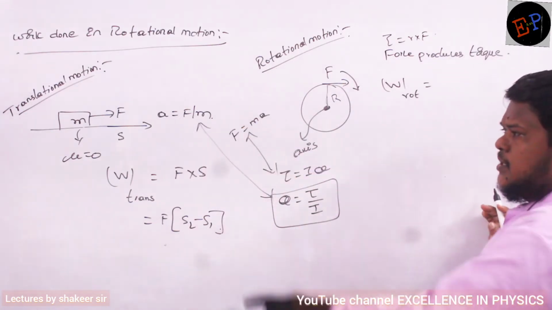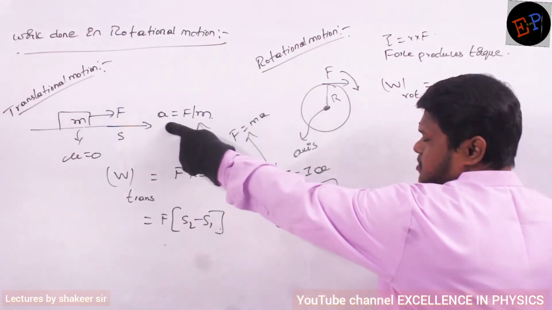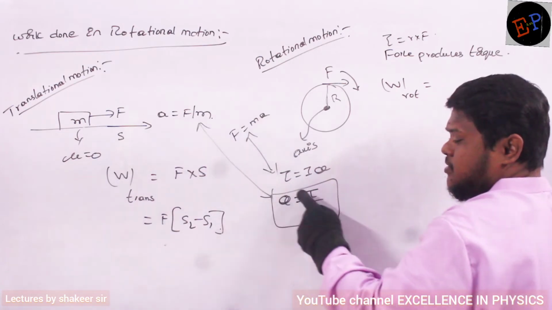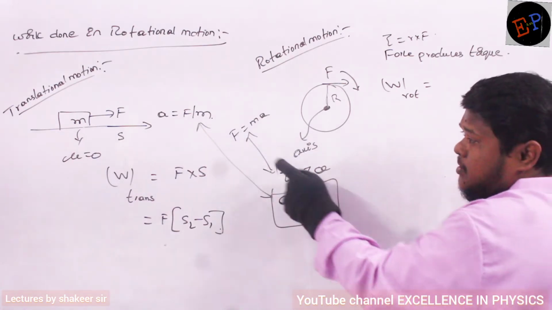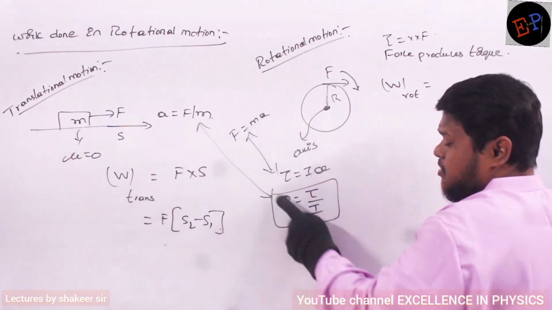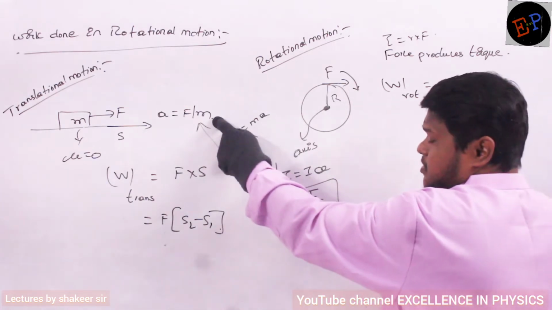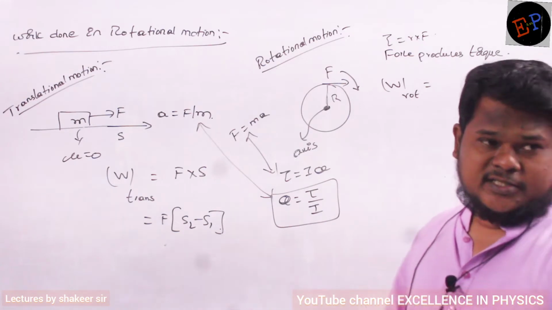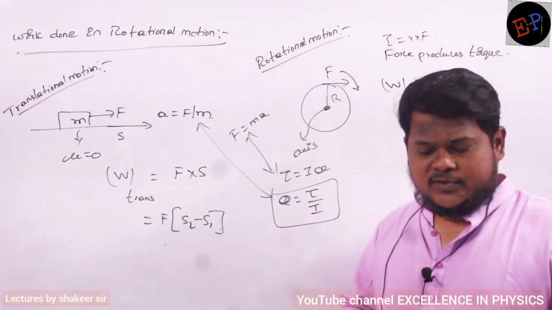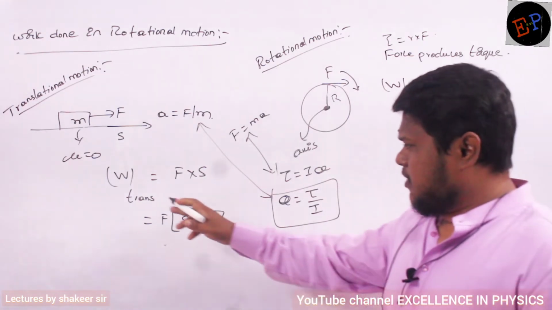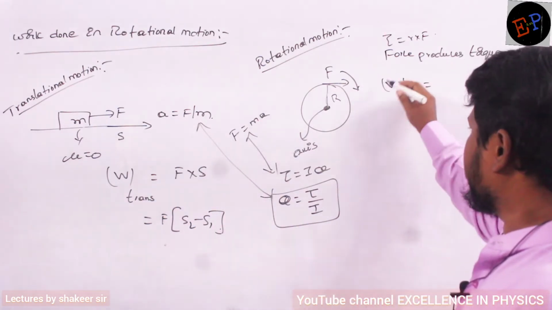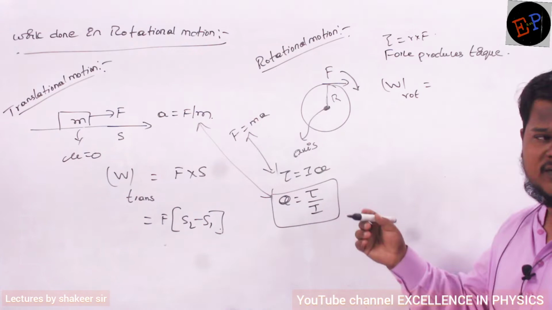Clear, no? A is equal to F by M. A means acceleration, alpha means angular acceleration. Force produces acceleration, here torque produces angular acceleration. Mass is the measure of linear inertia and I is the measure of moment of inertia. They are analogous equations, no? Okay, now see. So therefore, what is the equation of work done? Force into displacement. Same equation of work done in rotational motion, how can I write it instead of force?